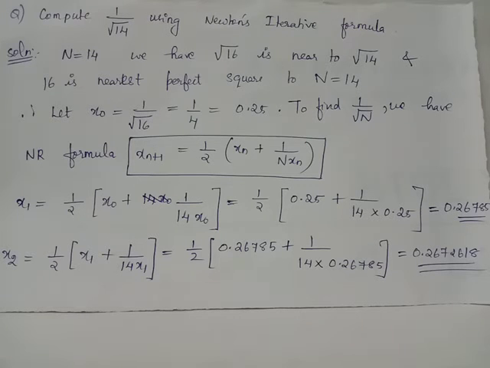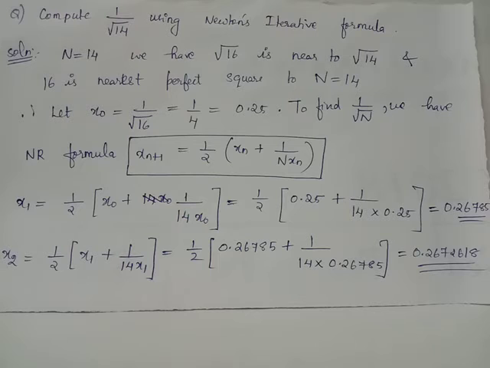If you were to calculate 1 by root of 26, then you would have selected x naught equals 1 by root of 25, which equals 1 by 5. That is, first approximation will be that value which is much near to the given value as well as easy to compute and familiar to us.